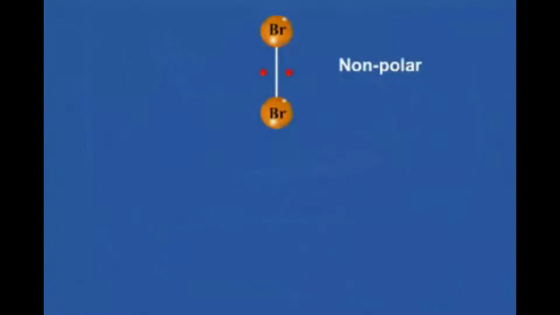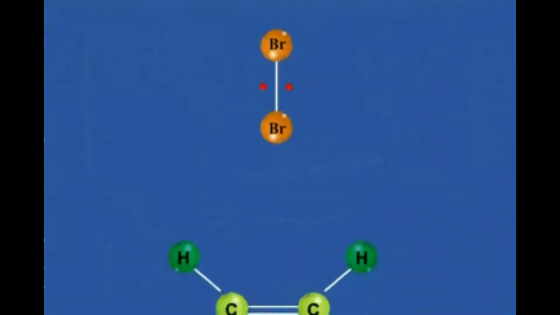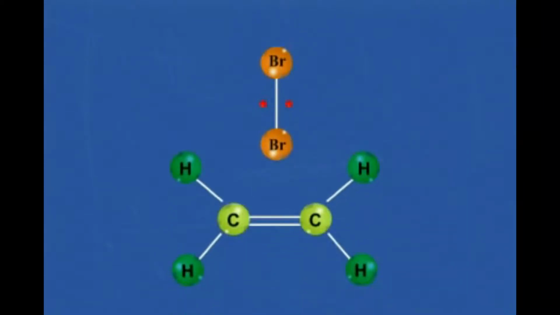A bromine molecule, you very well know, is non-polar in nature. So there is no charge separation in it. However, when this bromine molecule approaches an ethene molecule, it becomes polarized. And what do you mean by that? This means a separation of charge takes place in the bromine molecule.